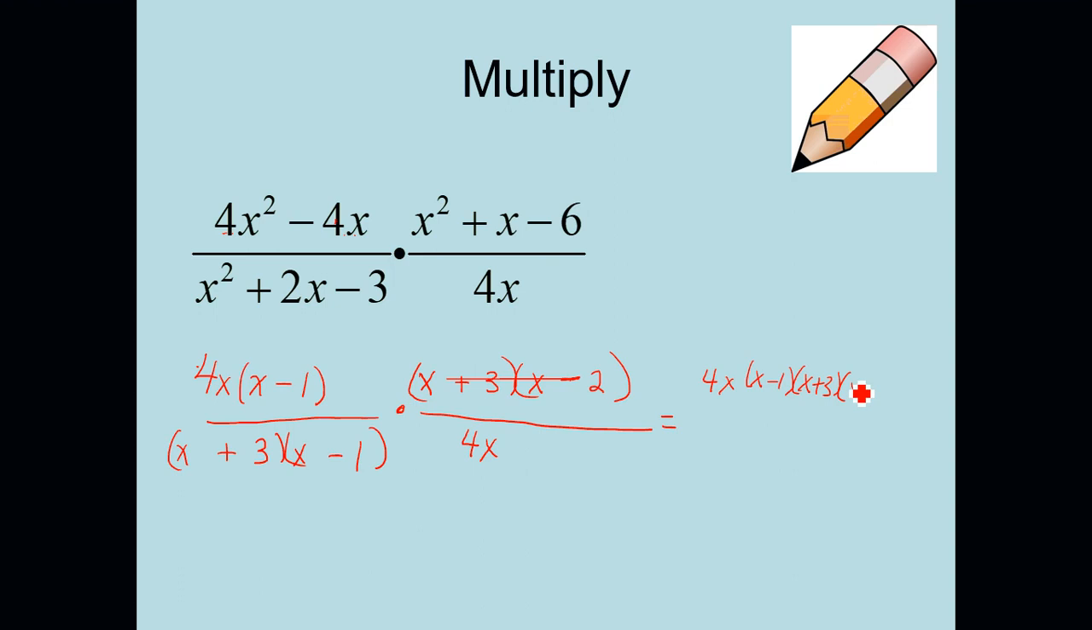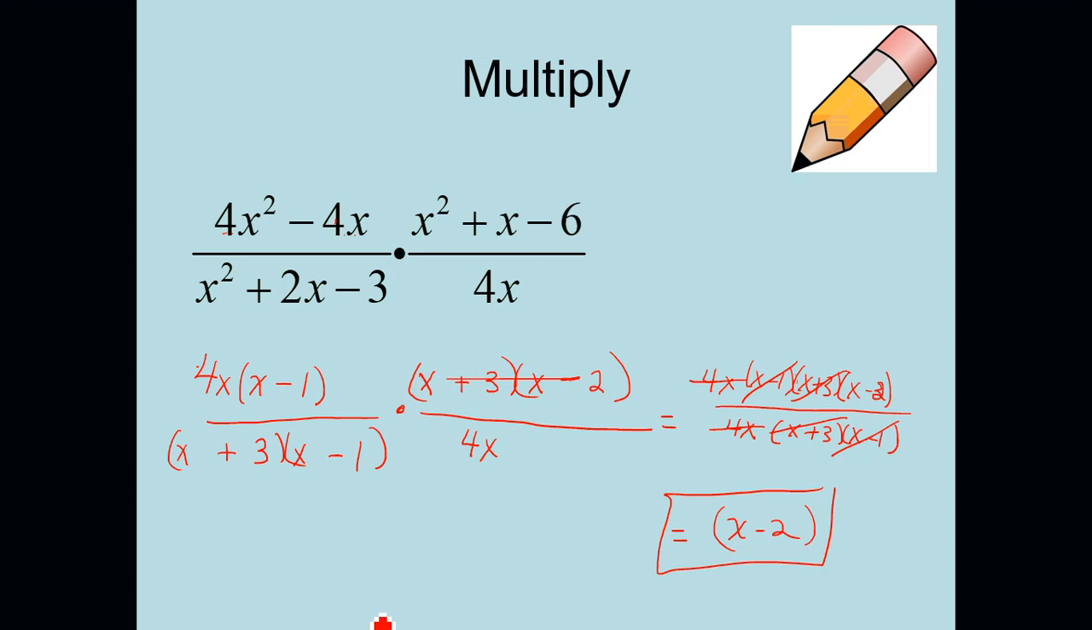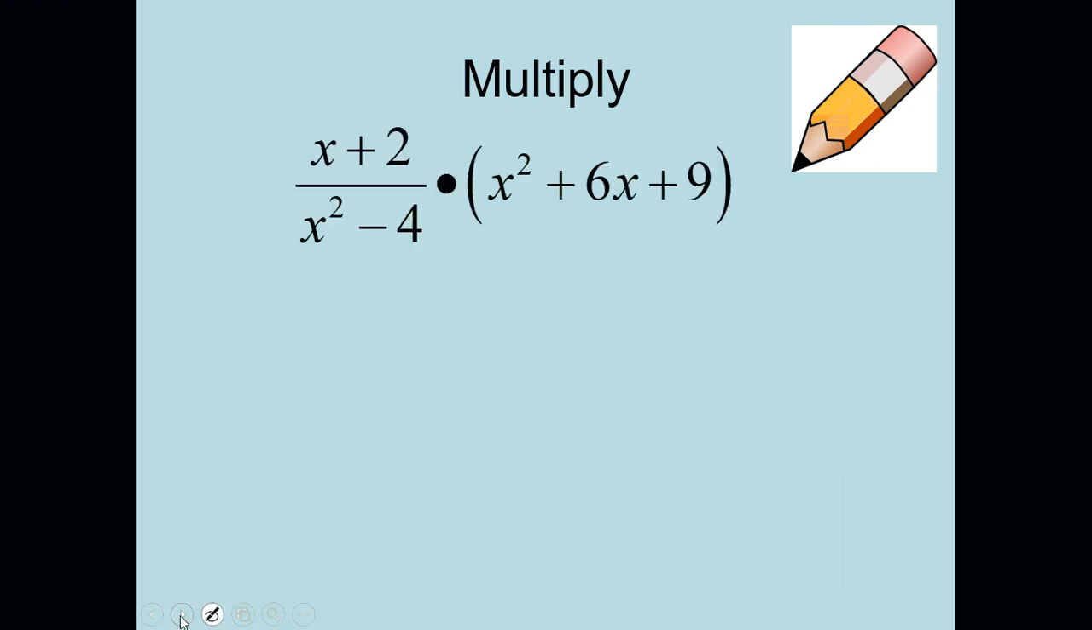Now, you don't actually have to write all these out again if you don't want to. You could simply start canceling right now. X plus 3, x minus 1. Think about who would cancel. X minus 1 would cancel, right? X plus 3 would cancel. Yep. 4x. What's the only thing that's left? X minus 2 left on top. Awesome. So all I have left is this x minus 2, and that's my simplified answer. That's as simple as he gets. Didn't actually multiply anything, just factored and canceled.